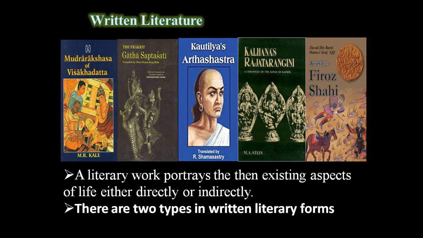It provides the work, the existing aspects during those days. The existing aspects of life earlier, directly or indirectly, we will get to know about the past. So this written literature is divided into two types. Which are those written literature divisions?